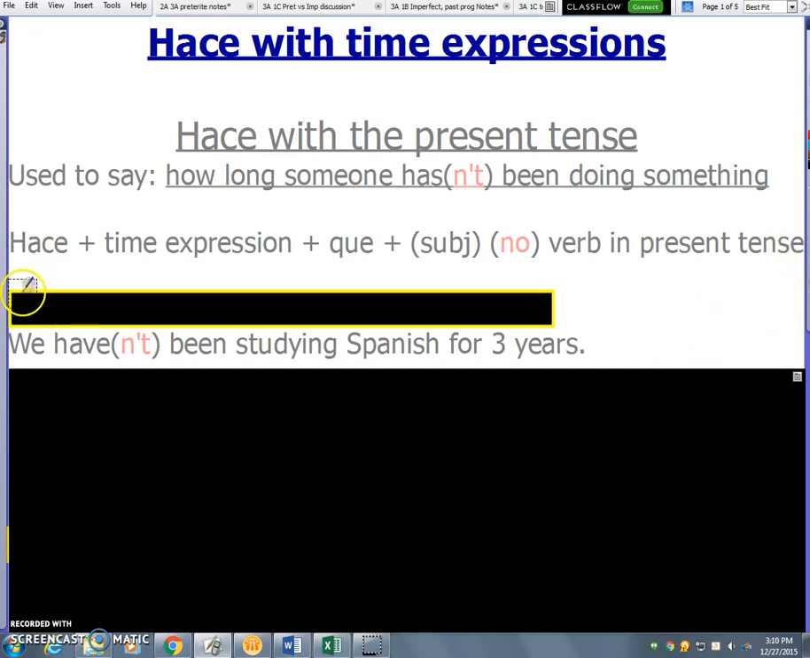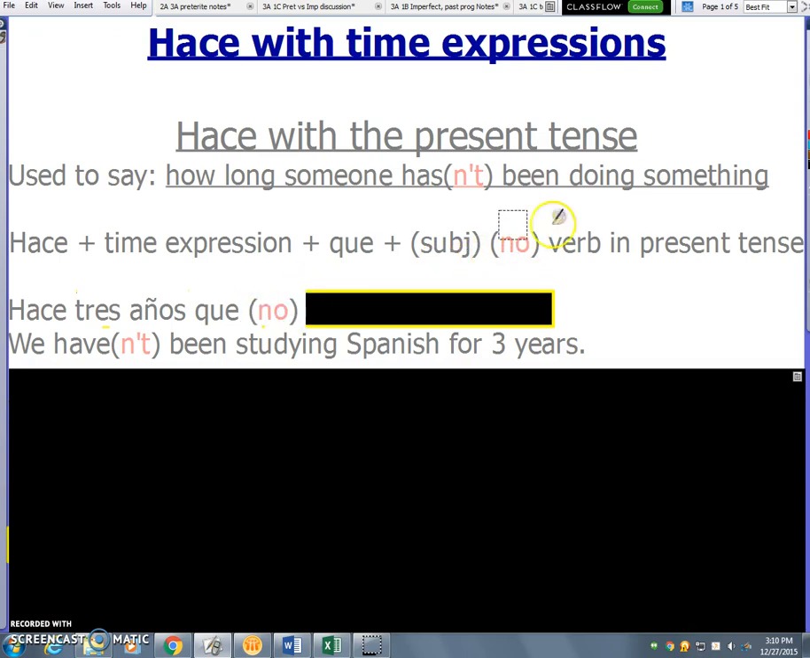So the first thing I need is hace. There's no other form that is possible. It's just hace. Then I need my time expression, which is 3 years in Español, 3 años. The next thing I need is que. And then I can have my subject if I need it, but as you know, if I'm about to use the present tense form of estudiar for nosotros, I don't need nosotros. Then if I want no, that's where it's going to go. And then my verb in the present tense of estudiar is estudiamos.